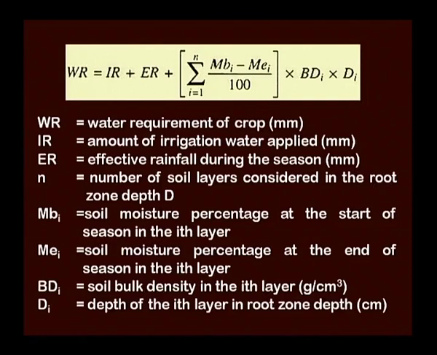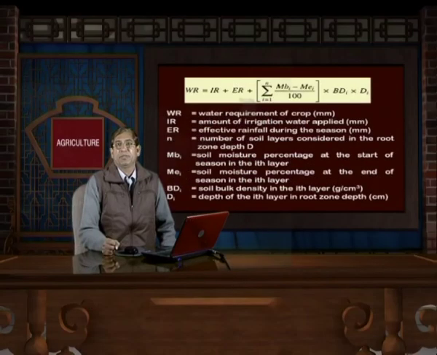n is number of soil layers considered in the root zone depth D, MBi is soil moisture percentage at the start of season in the ith layer, MEi is soil moisture percentage at the end of season in the ith layer, BDi is soil bulk density in the ith layer, and Di is depth of the ith layer in root zone depth. Soil moisture depletion studies and field experimentation are accurate methods of determination of water requirement of the crops. However, these methods take more time, though there is more accuracy in these methods.